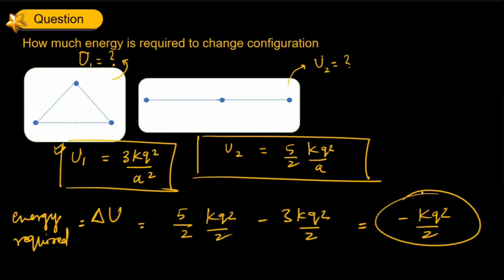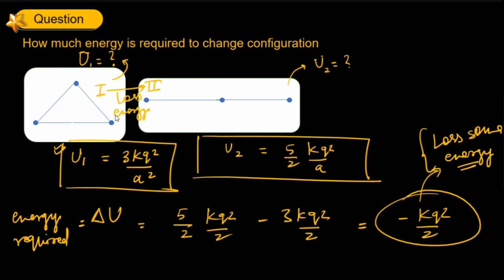As it must have lost some energy to become this second configuration. From first to second, it has lost energy. This is what this negative sign signifies here.